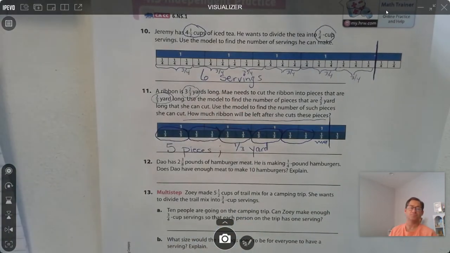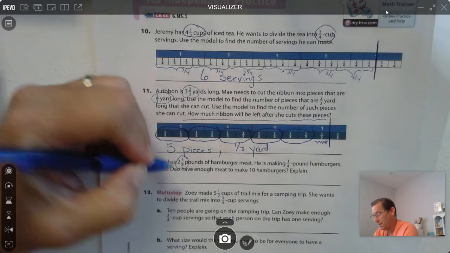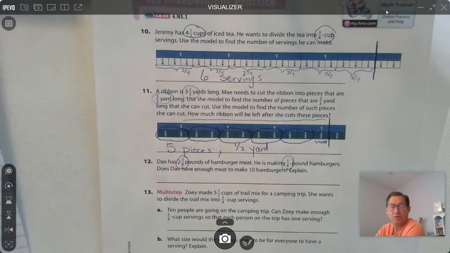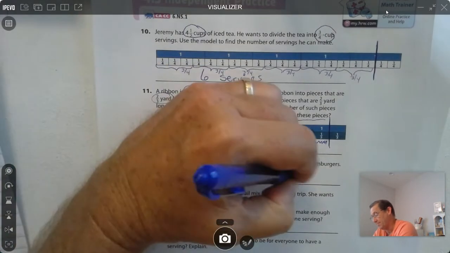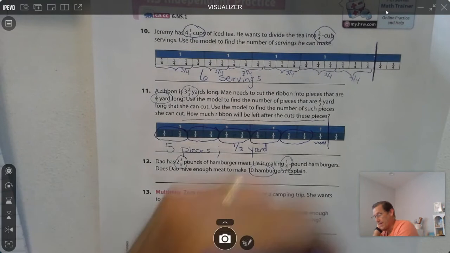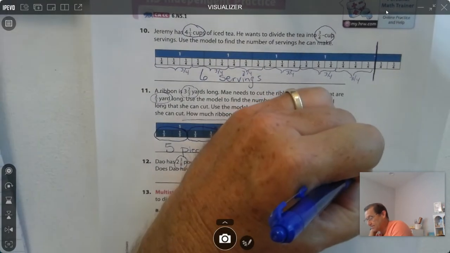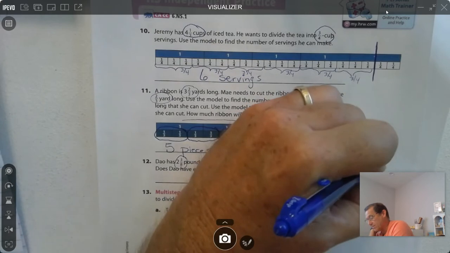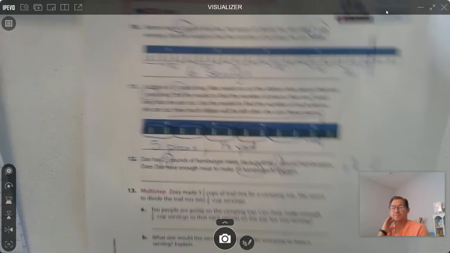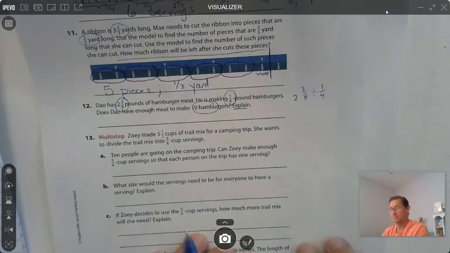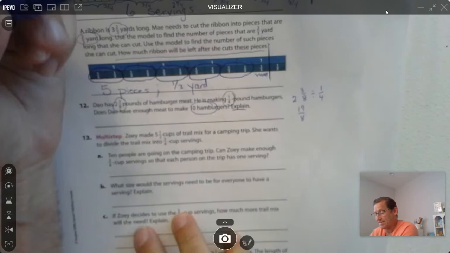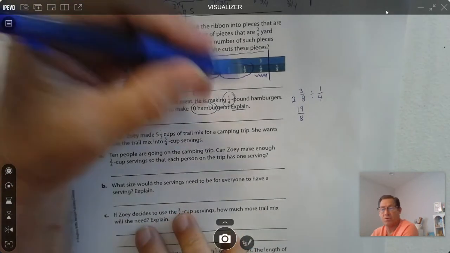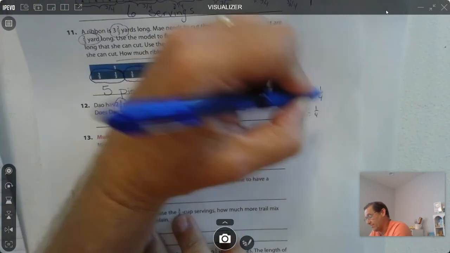yard is left. Okay, number 12. Dow has 2 3/8 pounds of hamburger. He's making 1/4 pound hamburgers. Does Dow have enough to make 10 hamburgers? And explain. All right, well, we have 2 3/8 divided by 1/4 pound. And we're going to find out how many that serves. So 8 times 2 is 16, plus 3 more is 19. So he has 19/8 pounds of hamburger divided by 1/4.